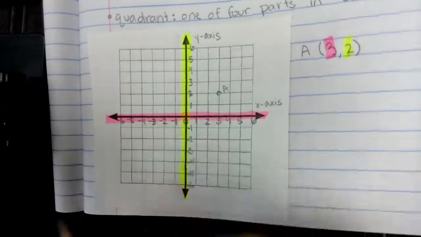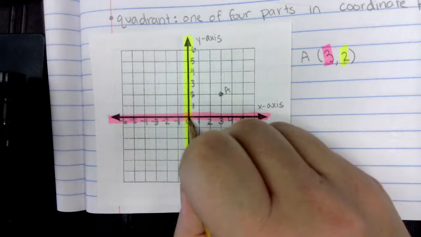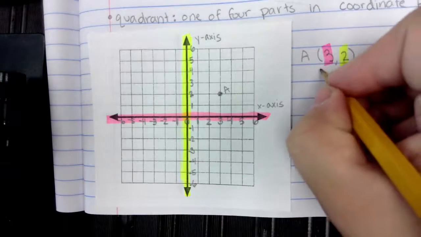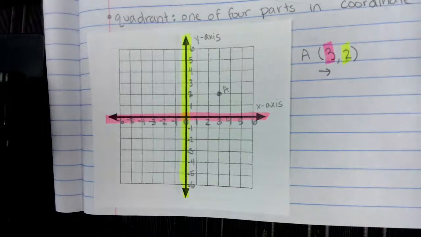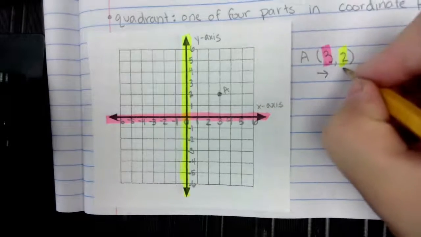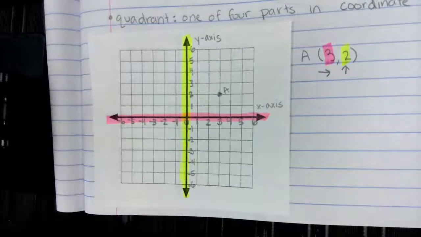So we started at the origin. What was the first movement we did? Right, 3. And then what did we do with the 2? Up 2. So remember that x-axis tells us to move left and right. The y tells us to move up and down.